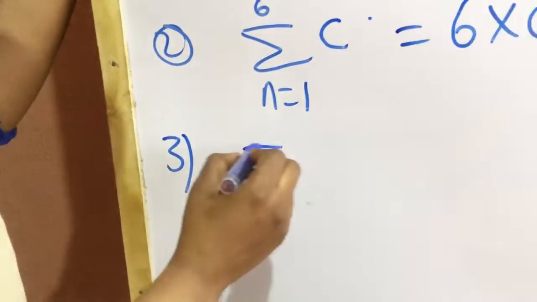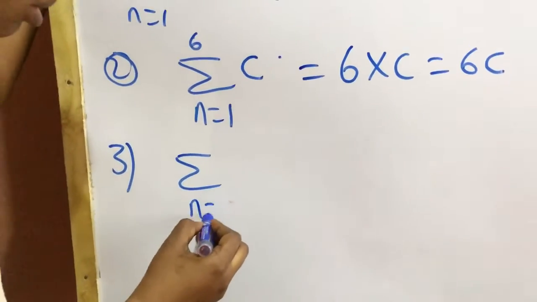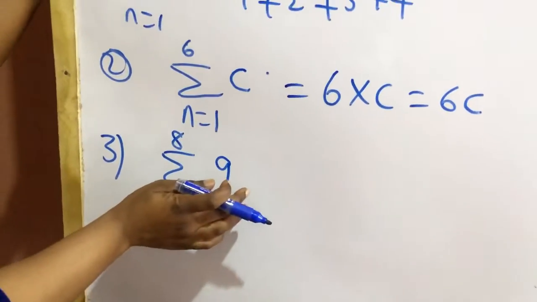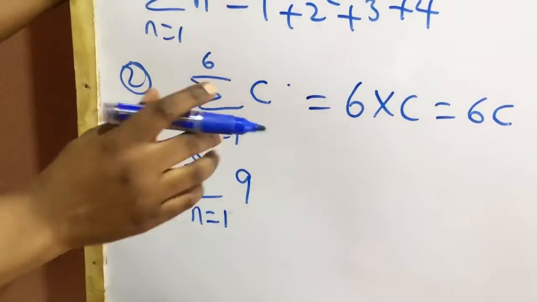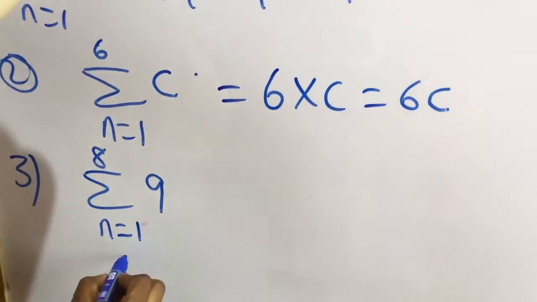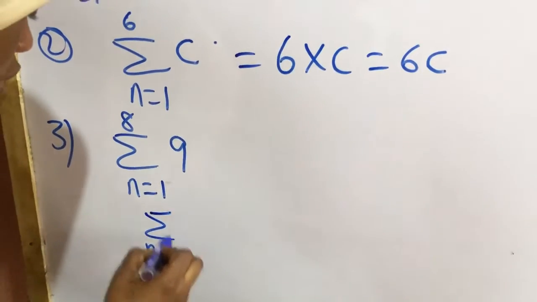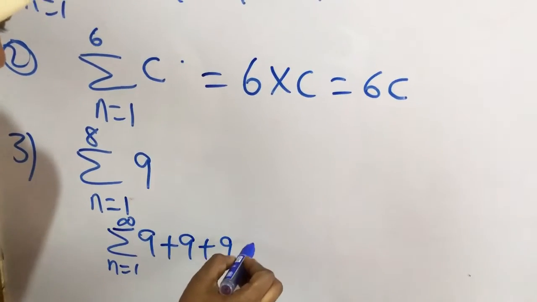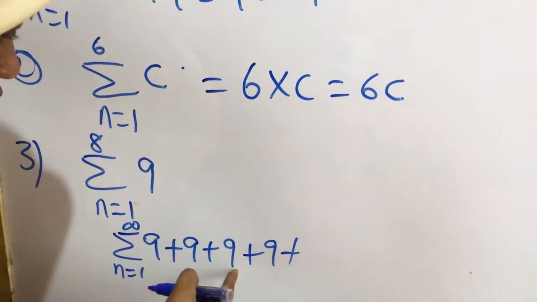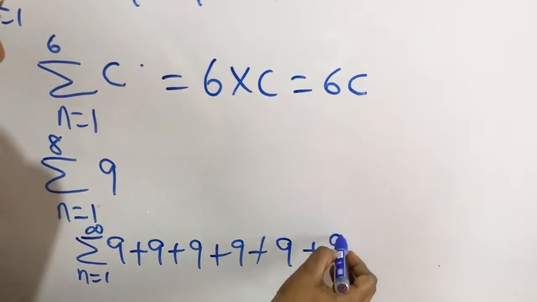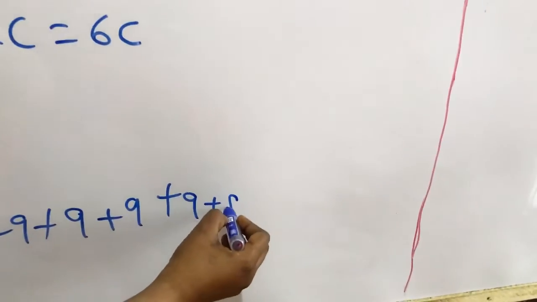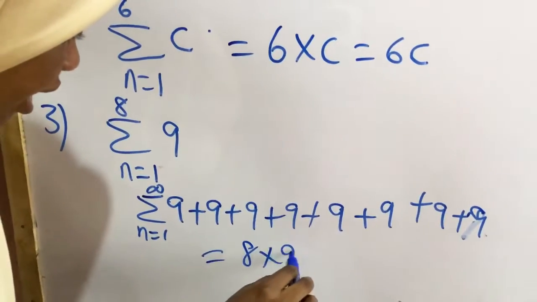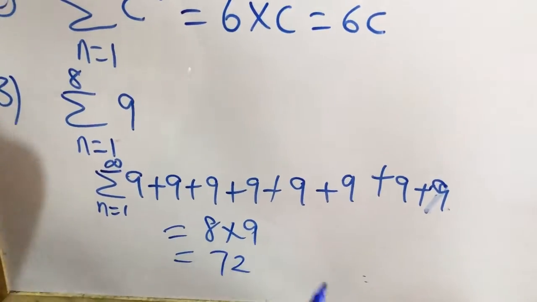So we have summation n is equal to 1, then we have 8, and summation of 9 when n is equal to 1 up to 8. So it will just be summation n is equal to 1, 8 will be, that is 9 in 8 places: 1, 2, 3, 4, 5, 6, 7, 8. Or better still, you can just say that this is equal to 8 multiplied by 9. And what is that? That is 72.